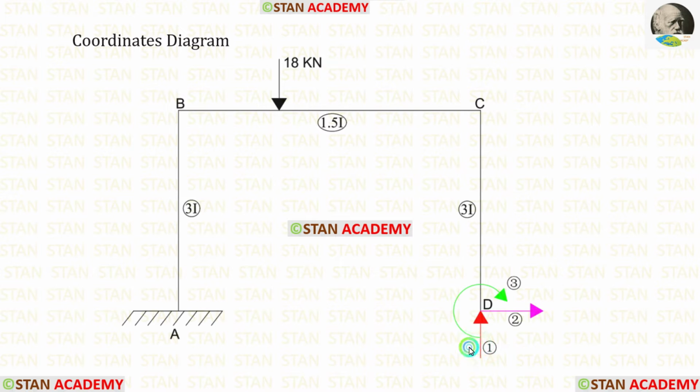Let us keep the vertical reaction upwards, the horizontal reaction towards the right side, and the moment in the clockwise direction. Finally, if we get positive values, our assumptions are correct. If we get negative values, our assumptions are wrong, and then we have to change the directions.